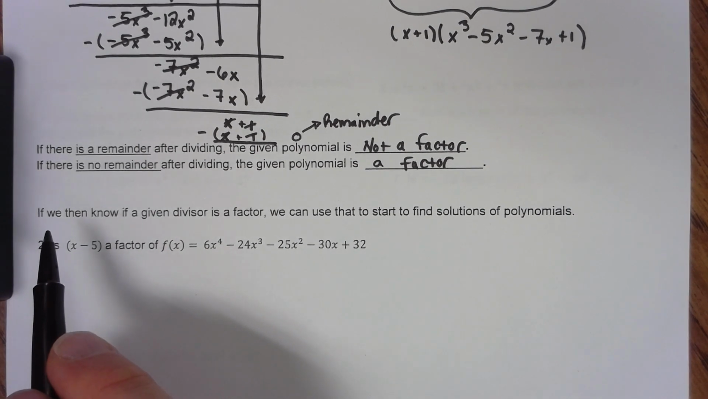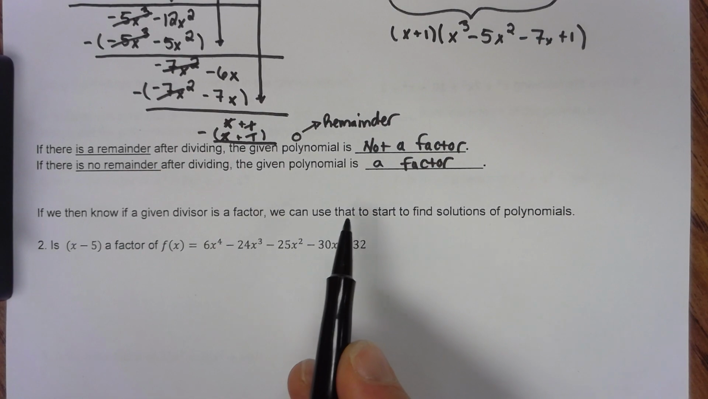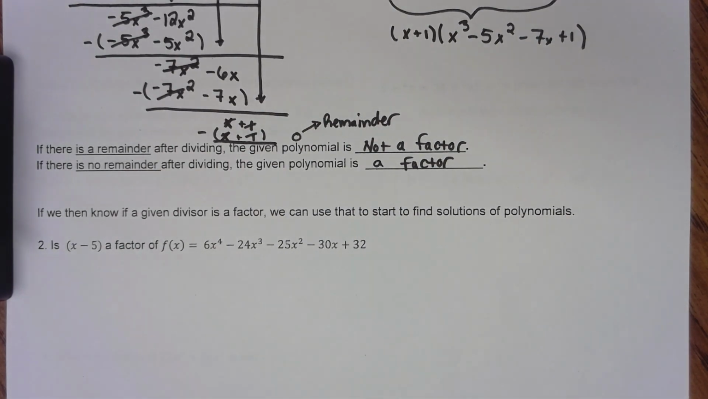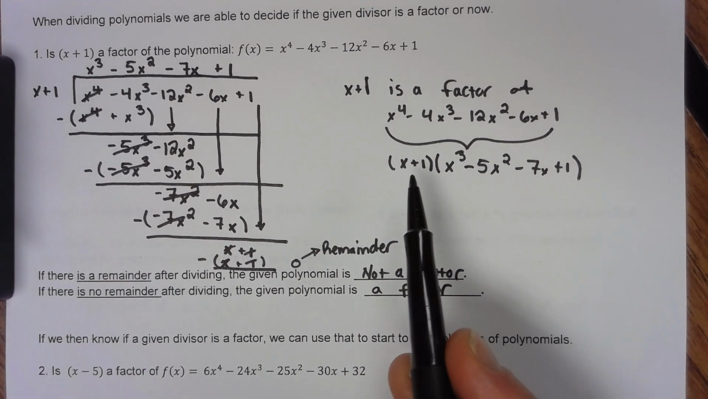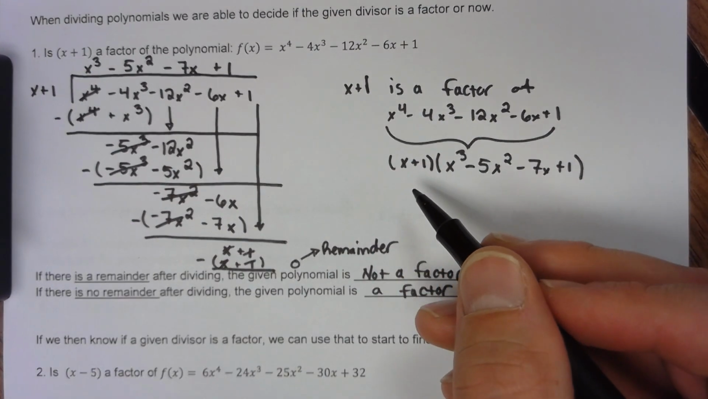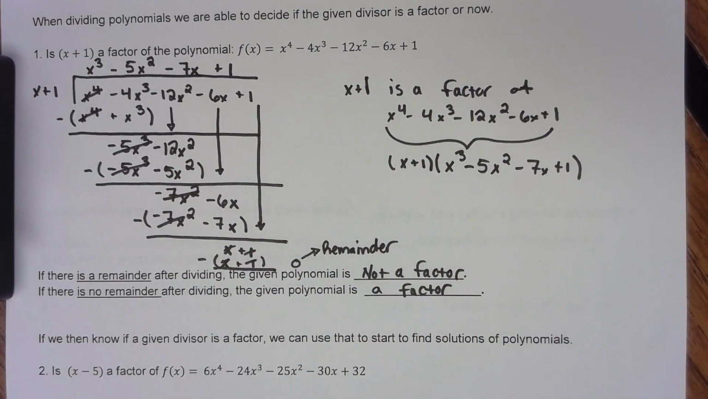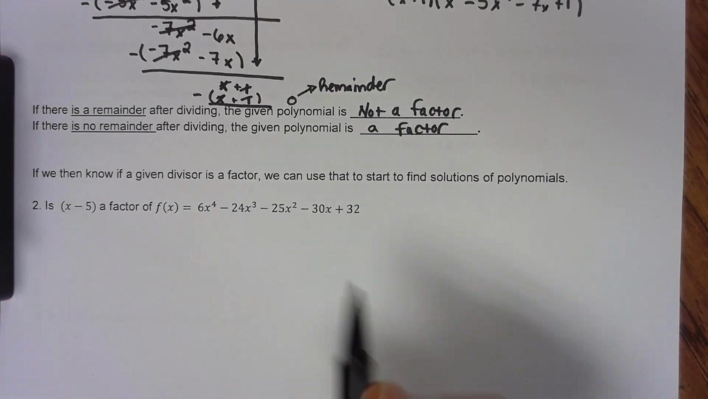Okay, so like I mentioned, if we know that a given divisor is a factor, we can use that to start to find solutions to the polynomial. So just backing up real quickly, because x plus 1 is a factor, that means that -1 would be a solution, right? Because after factoring, I would set x plus 1 equals 0, and I get -1 as an answer. Okay, again, that's something that'll come later. Just want to have those things on our radar at this point.